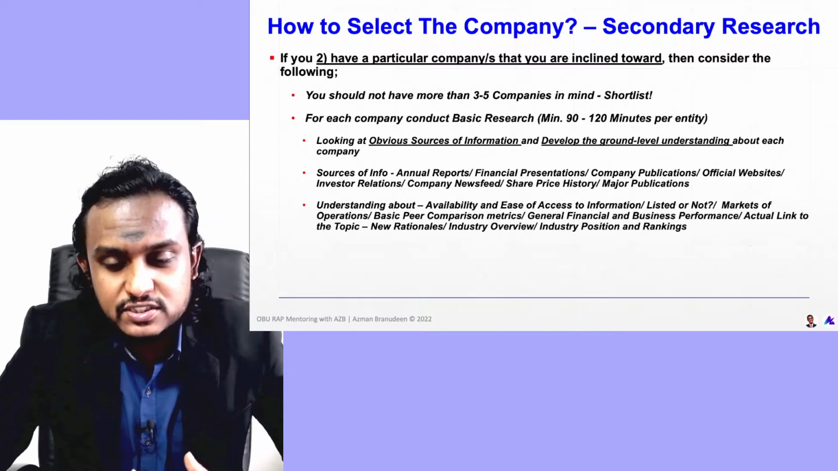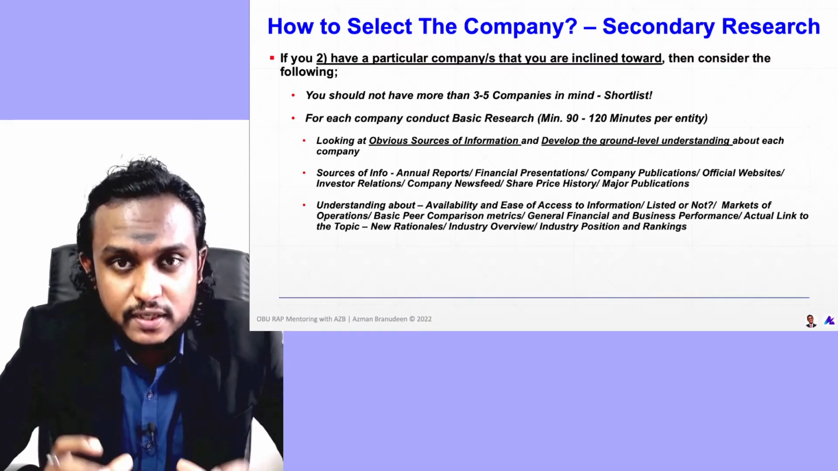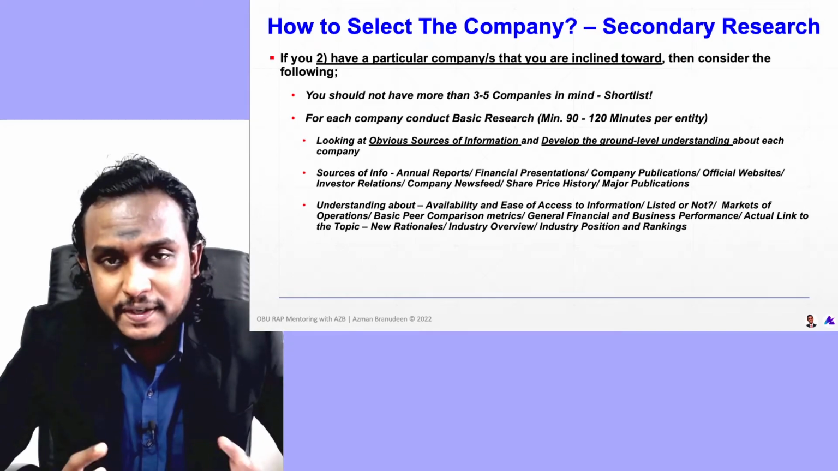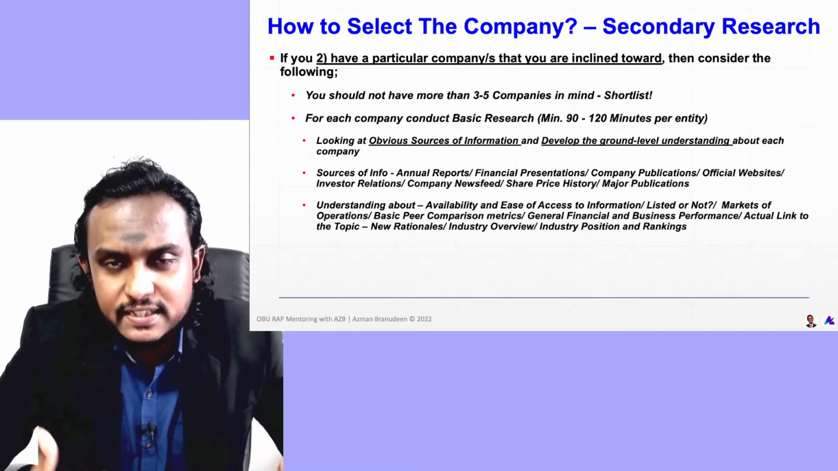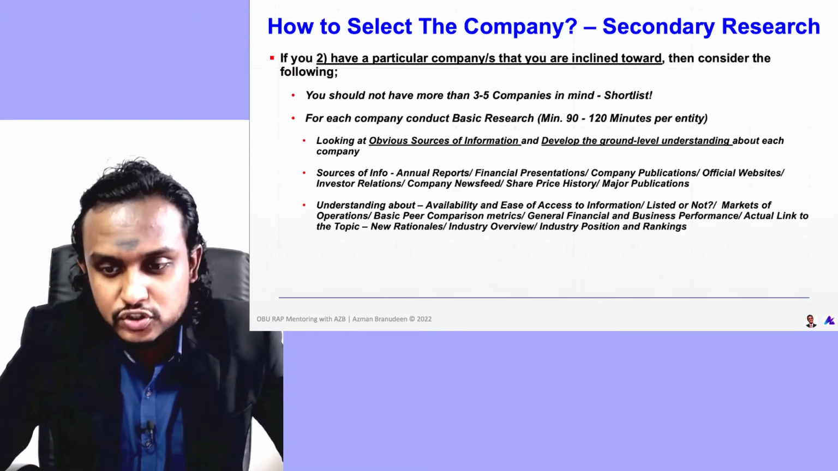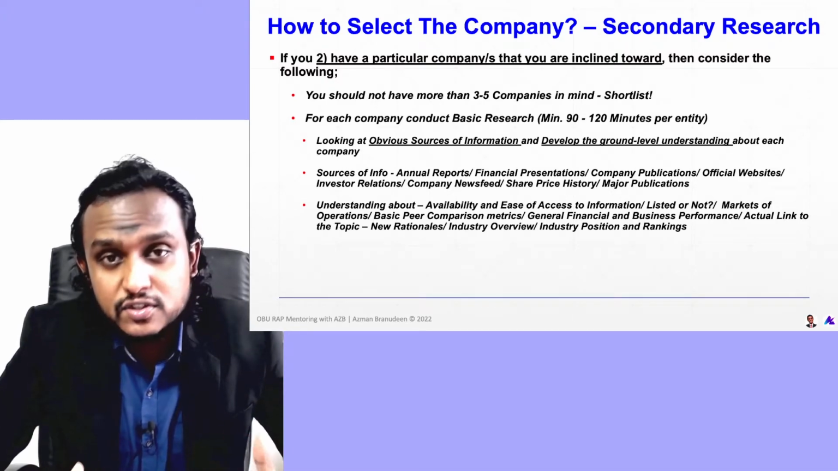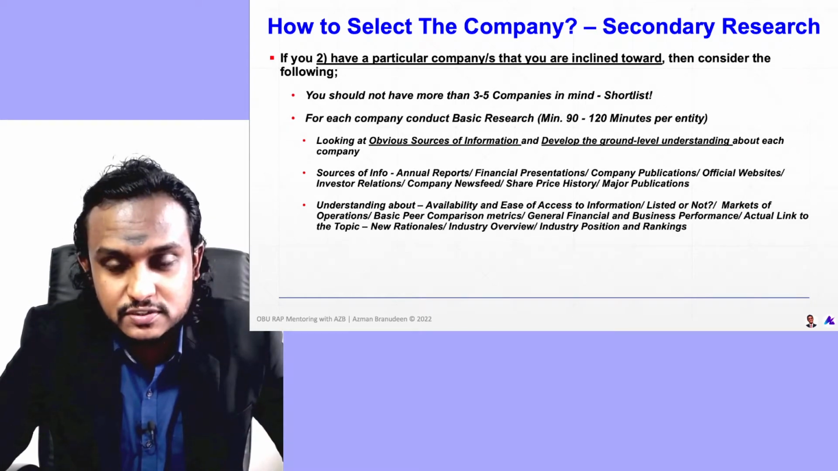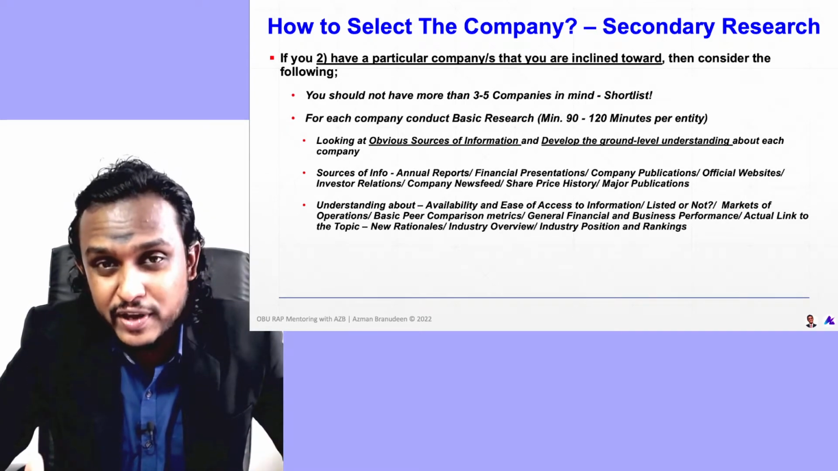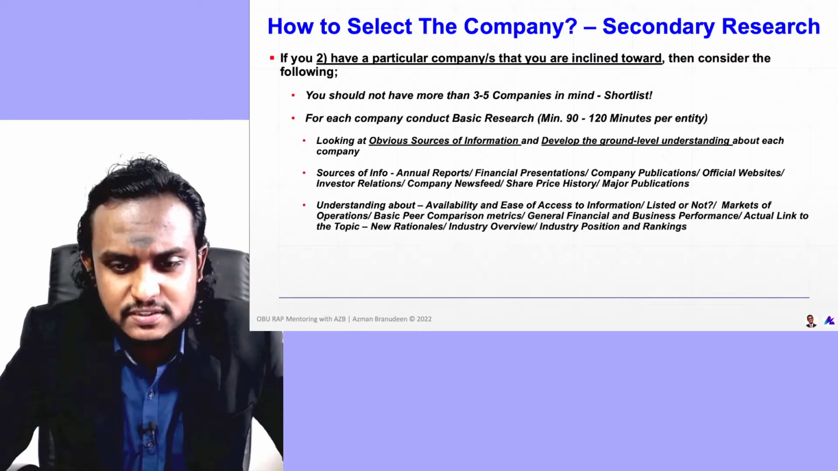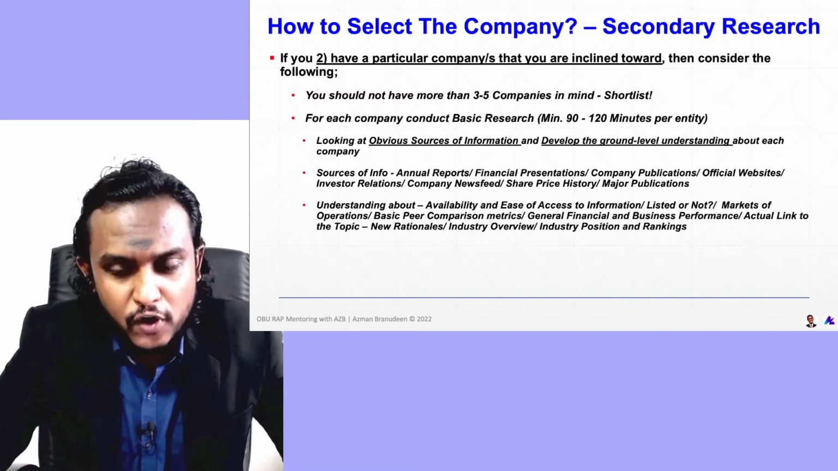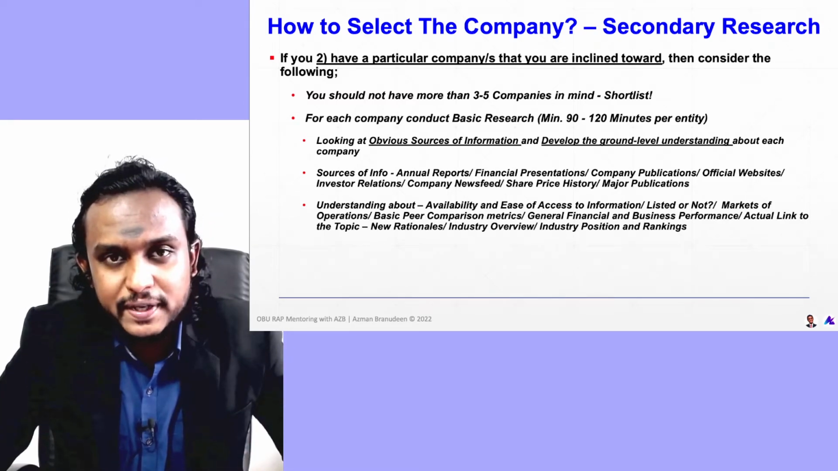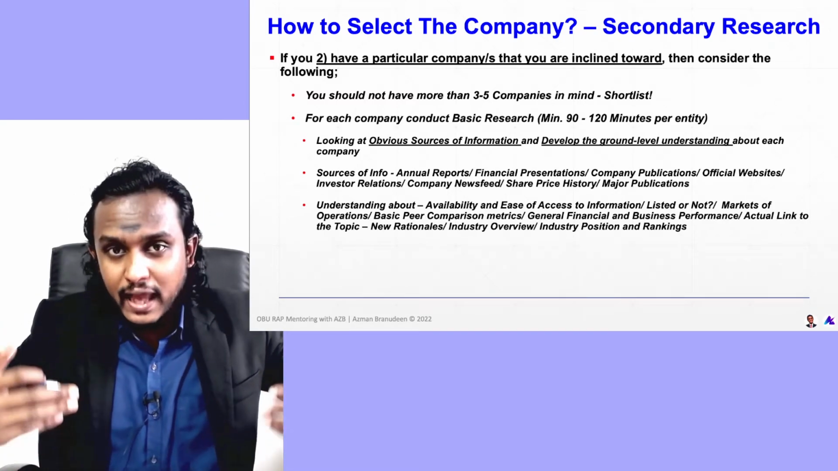The idea is you develop a ground level foundational understanding of all aspects of the company or companies in terms of the practicality, availability and accessibility of information, whether it's listed or not, markets of operations, how those operations function, who is doing better, what regions are performing best, basic peer comparison metrics, general financial and business performance, and actual link to the topic, because your topic will have a particular theme.